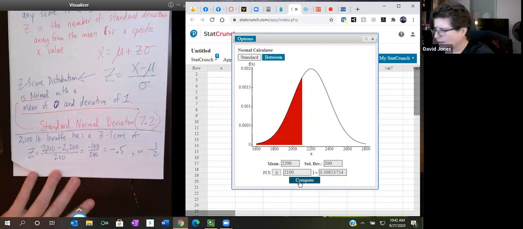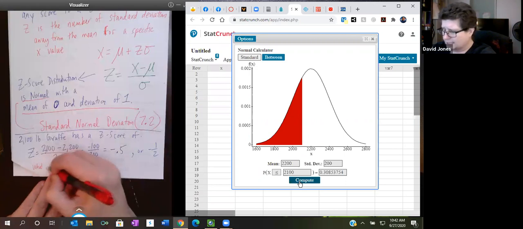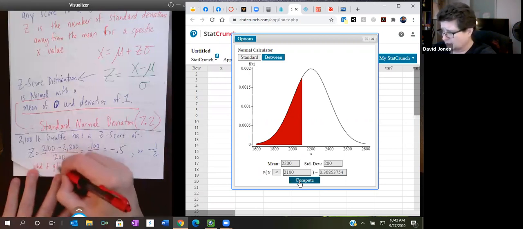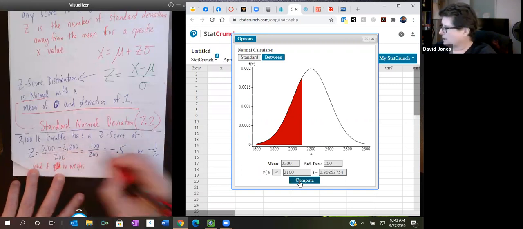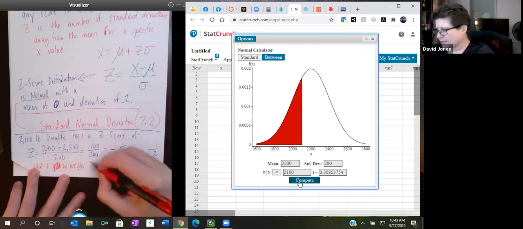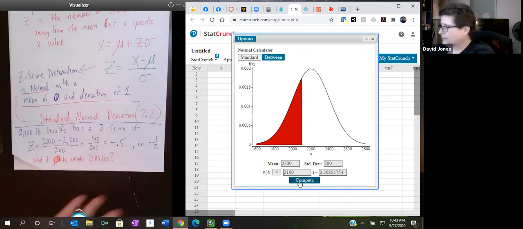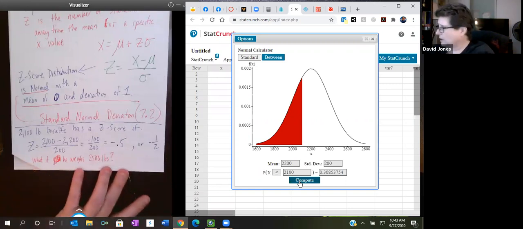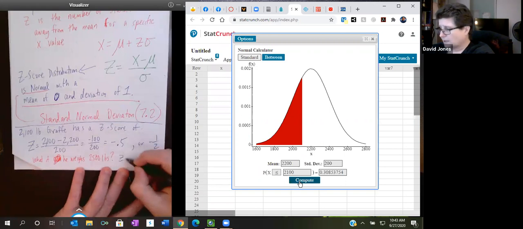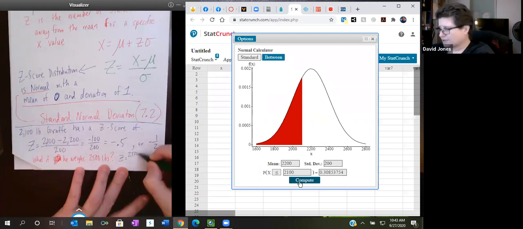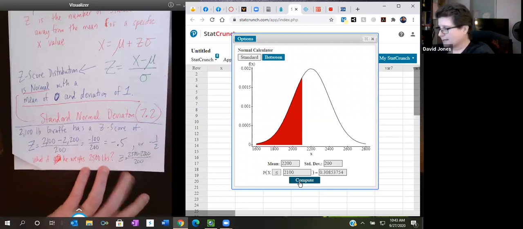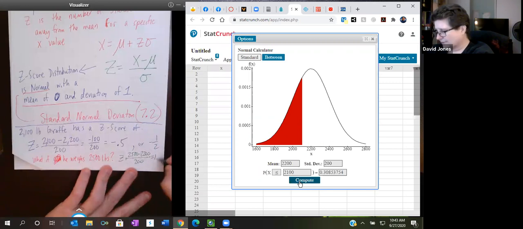Why don't you try it: what's the z-score if the giraffe weighs 2,500 pounds? Calculate that out real quick. 2,500 minus 2,200 over 200 is 300 over 200, which is 1.5.